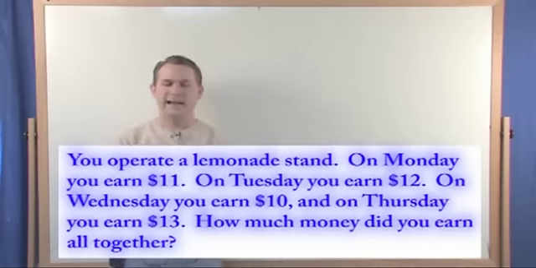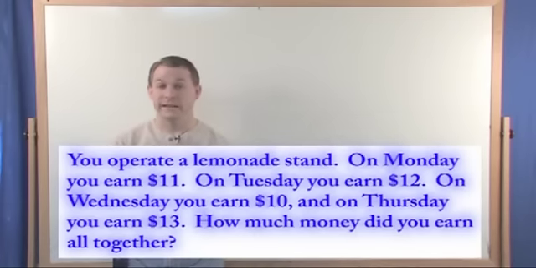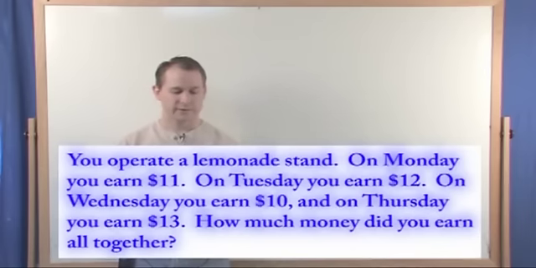So you see, because of that last sentence, how much money did you earn altogether? That means you must add up all of the money, and that will be how much you have altogether. So you have 4 days, and you're opening this lemonade stand, and you want to find out how much money you made altogether. On Monday you earned $11. On Tuesday you earned $12. Wednesday was $10, and Thursday was $13. So you must add these up to find out how much money you earned altogether.